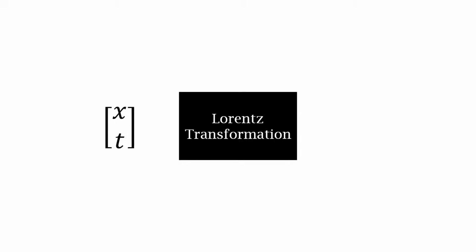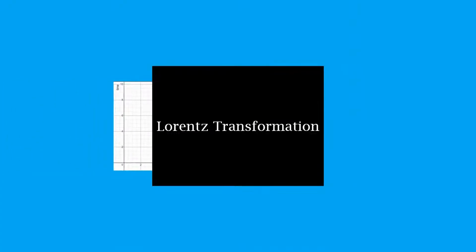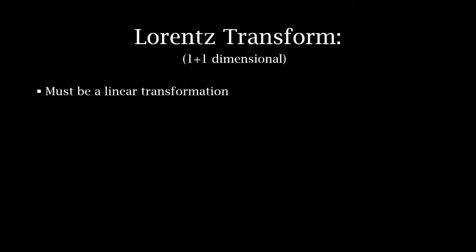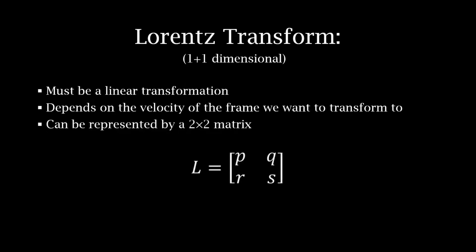So we'll take in a 2D vector, x, t as an input, and output another 2D vector, x prime, t prime. Also, when we use this transformation to transform from one frame of reference to another, we don't want accelerations coming out of just nowhere. So we can be sure that the Lorentz transformation is linear. Oh, also, it depends on the velocity of the moving reference frame that we want to transform to. Now, all these facts combined tell us that we can use a 2x2 matrix to mathematically represent the transformation. Now, all we need to do is solve for these four variables P, Q, R, and S.